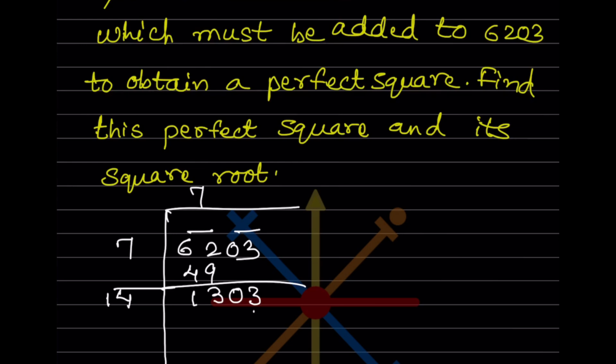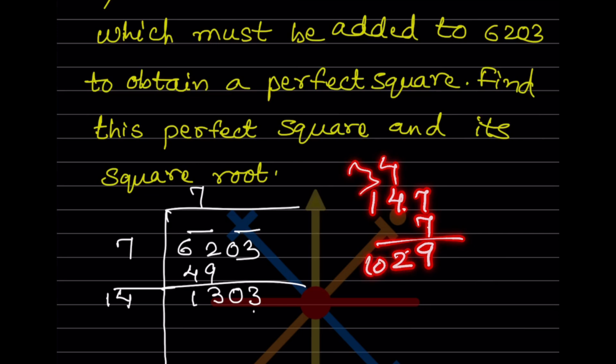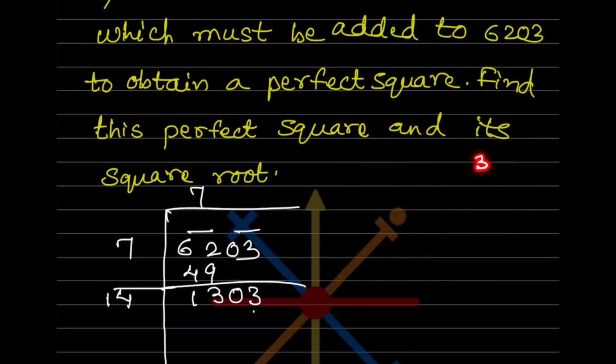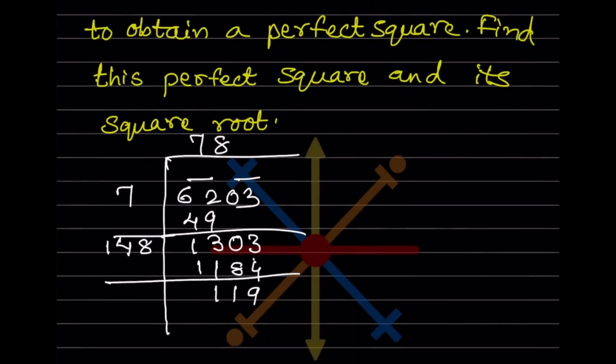So now you know, if we take 147 into 7, that is 1029. And if you are taking here 148, that is 1184. So that is possible, because if you take 149, it is going to be a bigger number. So we had to try these 2 or 3 numbers. Here you cannot directly go for just 2 numbers and try. Here you have to try different numbers. So here the remainder is going to be 119.